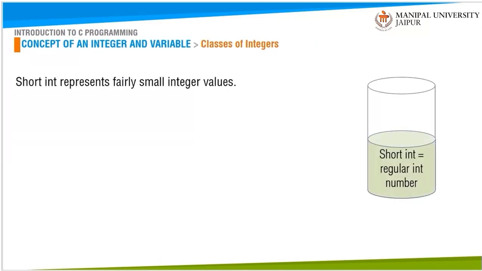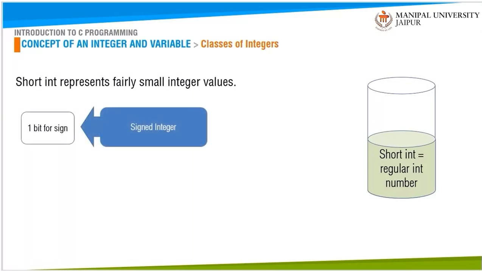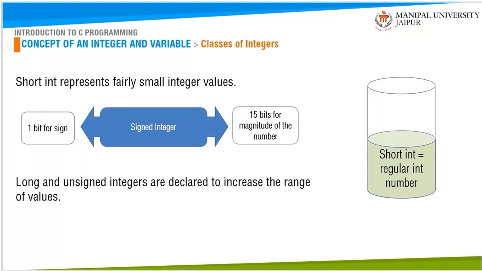Short int represents fairly small integer values and requires half the amount of storage as a regular int number uses. A signed integer uses 1 bit for sign and 15 bits for the magnitude of the number. Long and unsigned integers are declared to increase the range of values.